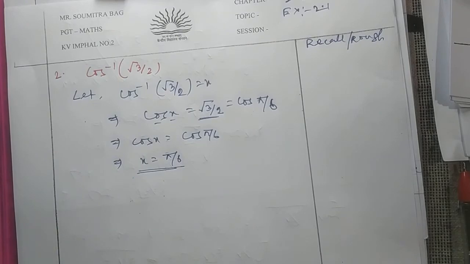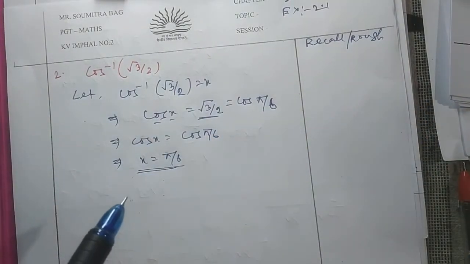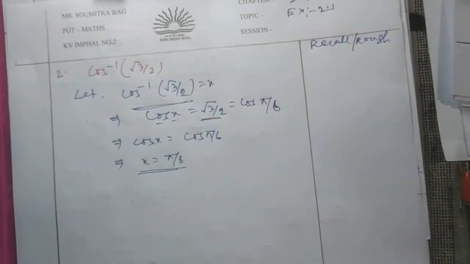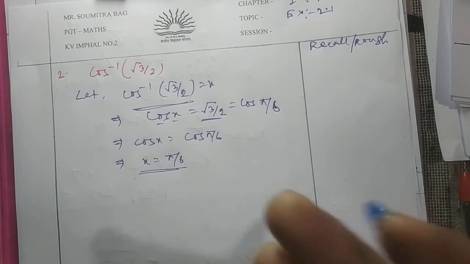Now we have to check whether this pi by 6 belongs to the range of cos inverse x or not. If it belongs, it will be the required answer. It will be the required PV of this given ITF. Otherwise, we need to modify it to fall in the range.